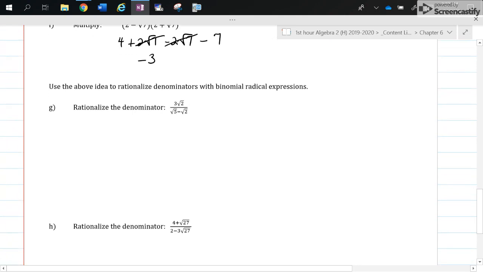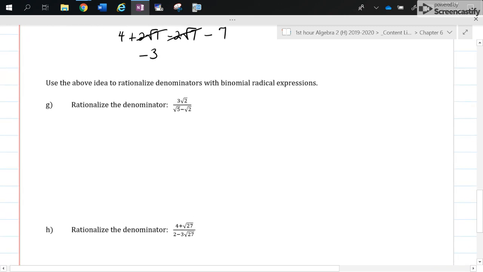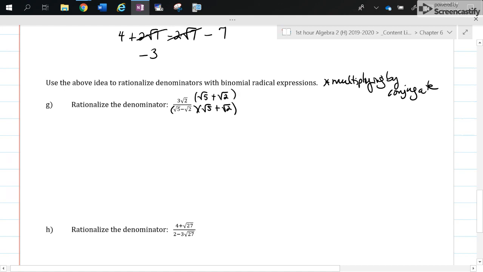So now we're going to look at a couple of examples where we divide by a binomial expression that has a radical in it. So we know that we can't have a square root in our denominator, so we need to rationalize. When the denominator has two terms, we rationalize by multiplying by the conjugate. So the conjugate of the square root of 5 minus the square root of 2 is the square root of 5 plus the square root of 2. And whatever we do to the denominator, we have to do exactly the same thing to the numerator. So we have some multiplying to do.